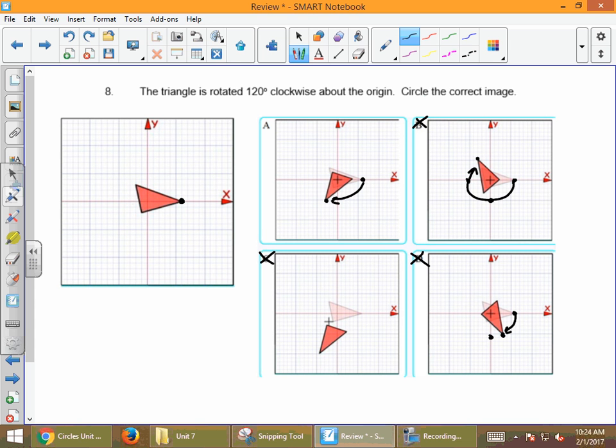So process of elimination, with just knowing how to rotate clockwise and knowing our rules about 90, 180, and 270, we can figure out that the correct answer is E, as an elephant. I'm joking, it's A. There we go. Questions on that one?